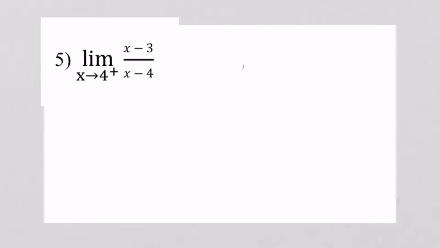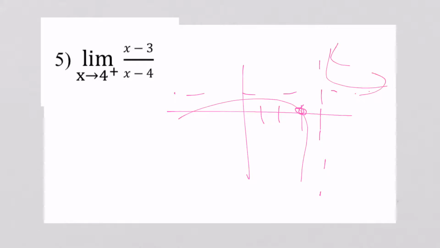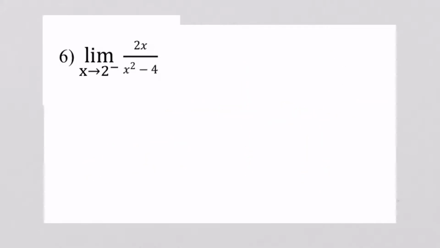This one, again, sketch a graph. X-intercept at 1, 2, 3. Vertical asymptote at 4. Right there. Horizontal asymptote at 1. Sketch it in. It's got to look like that. Coming from the right, it is infinity.